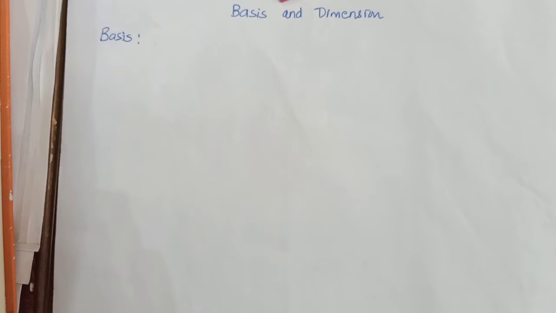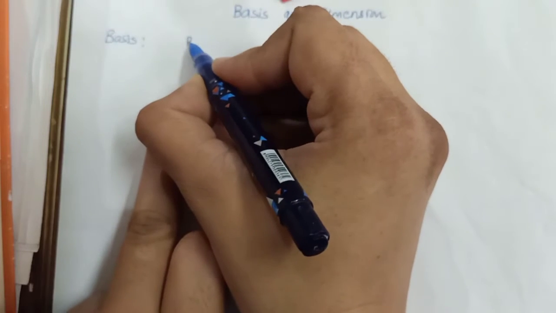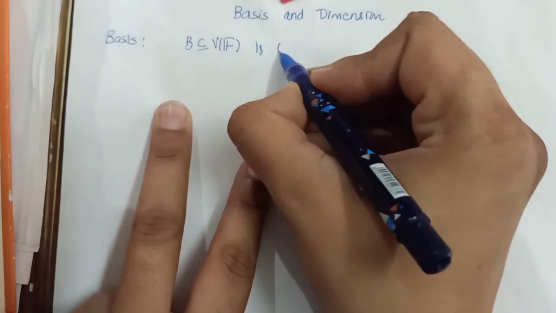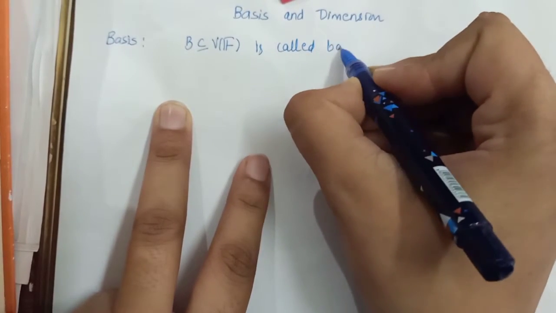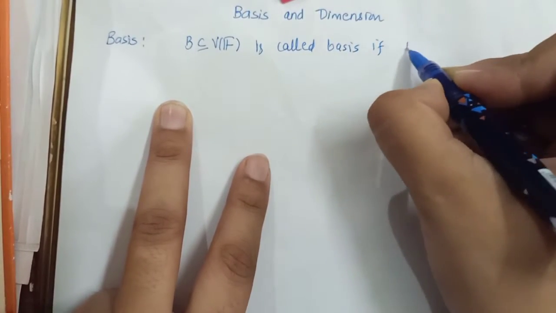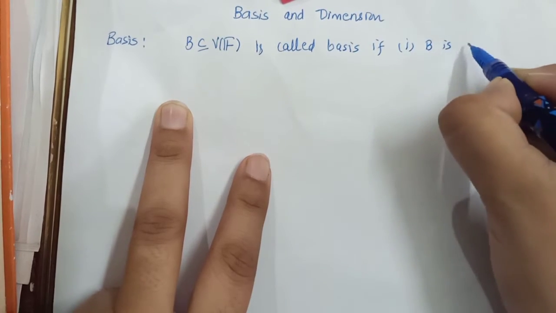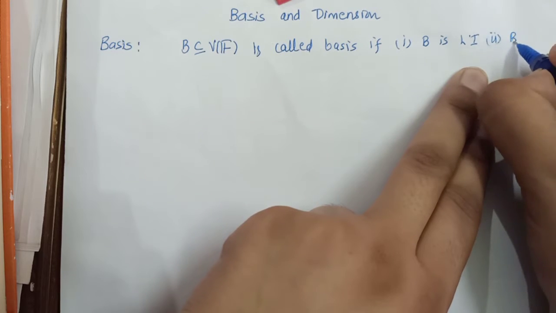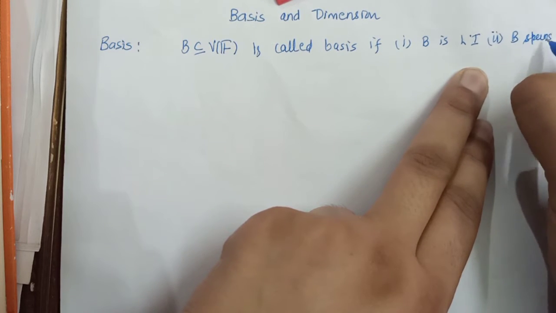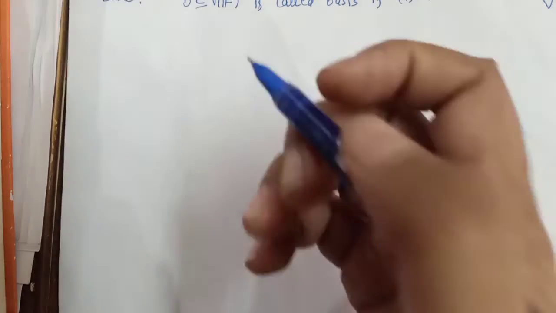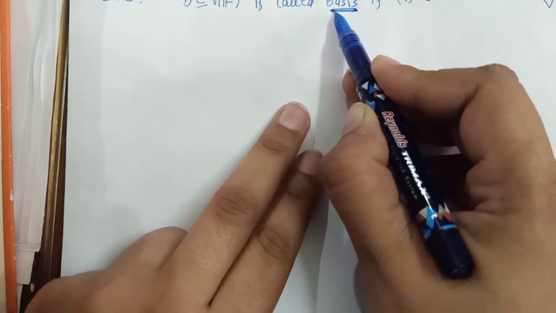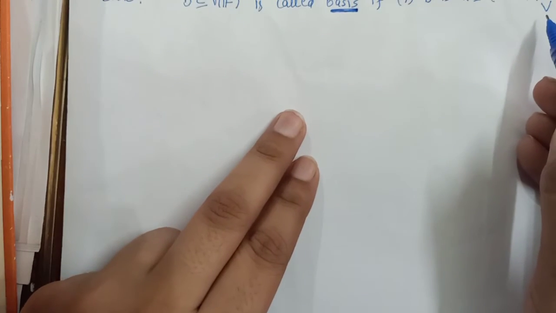Hello students, so next I am starting with basis and dimension. A non-empty set B of a vector space V over a field F is called basis if B is linearly independent, and the second property is B spans V. So as the name indicates, basis, it is going to be a base of a vector space.